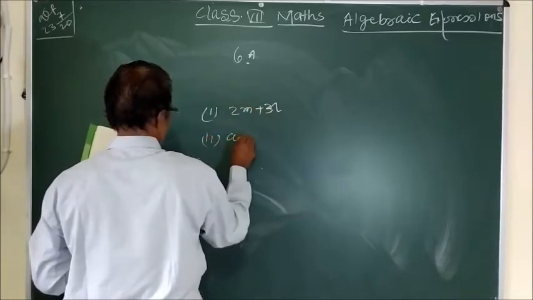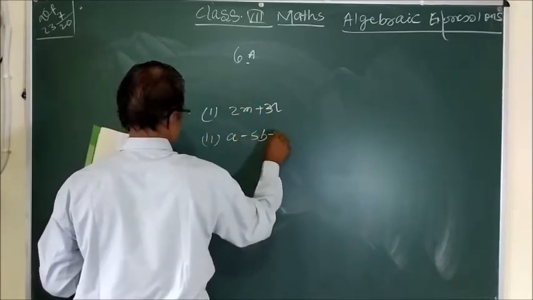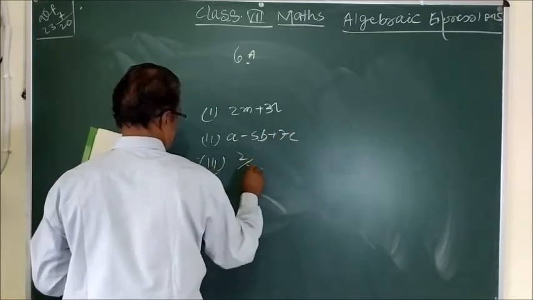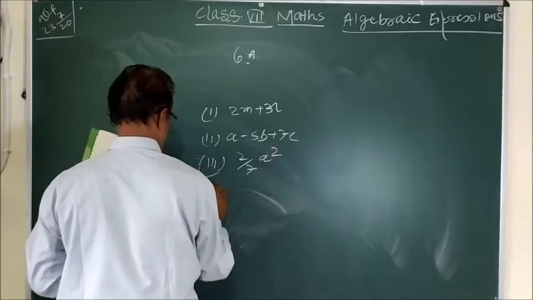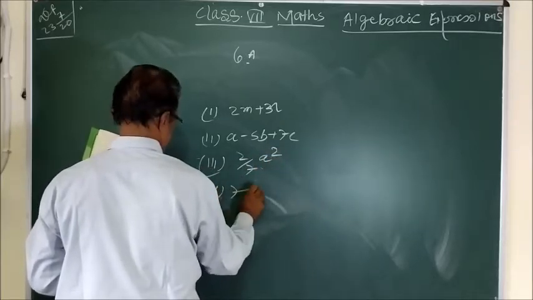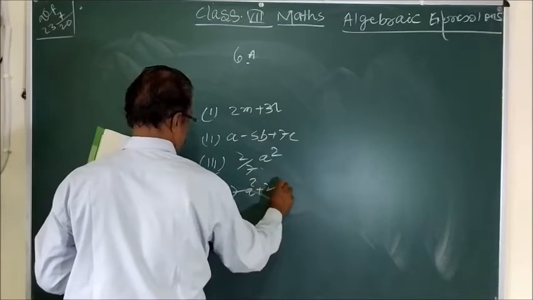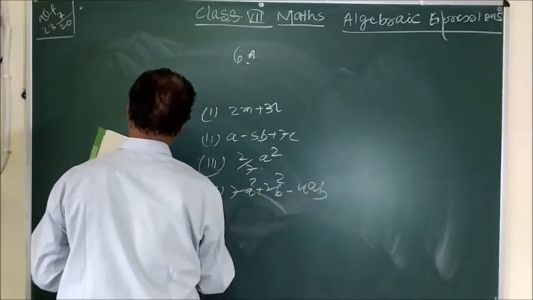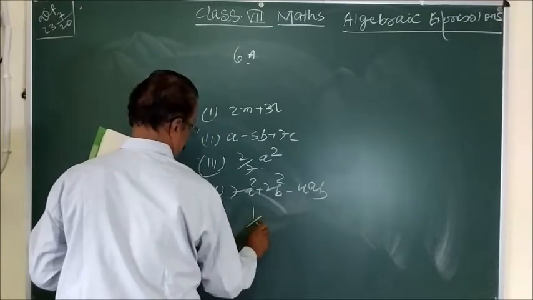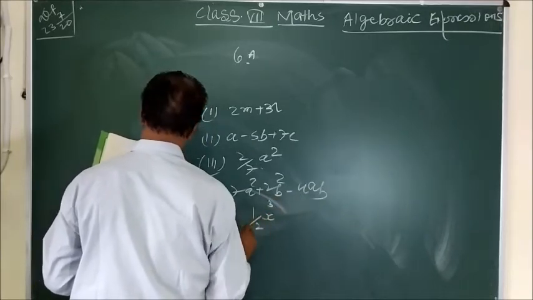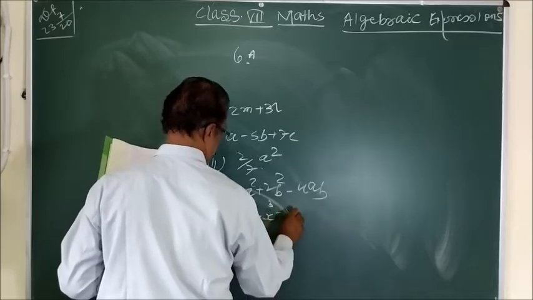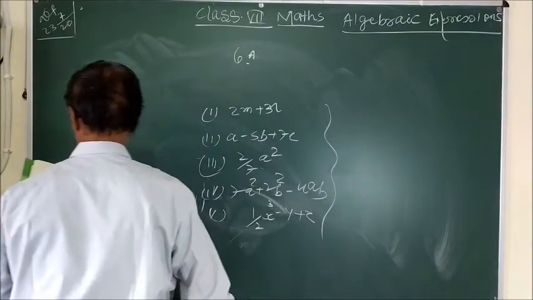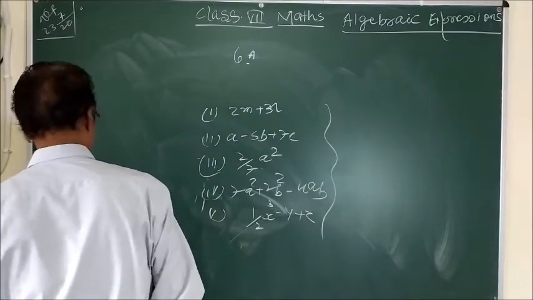Second, a minus 5b plus 7c. Third, 2 by 7 a squared. Fourth, 7a squared plus 2b squared minus 4ab. And fifth, 1 by 2 x to the power 3, this is called x cubed, minus 1 plus j. You have to identify which is monomial, binomial, trinomial.